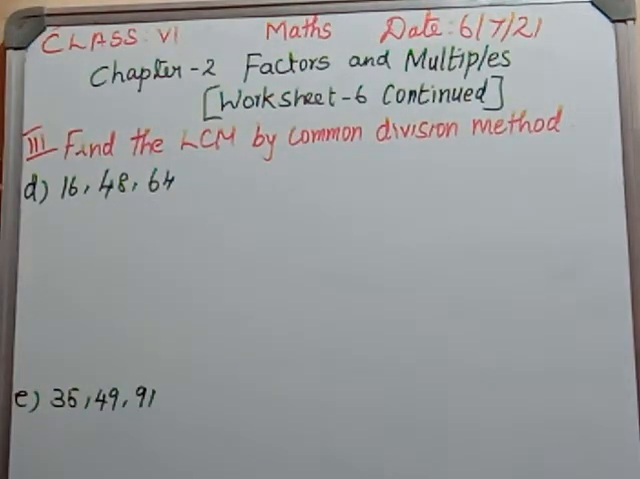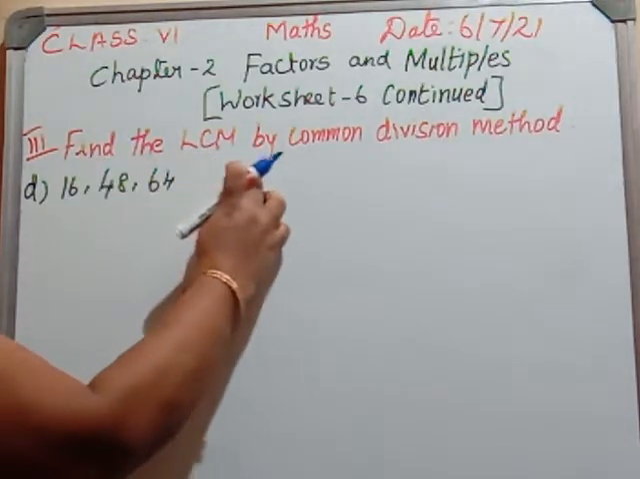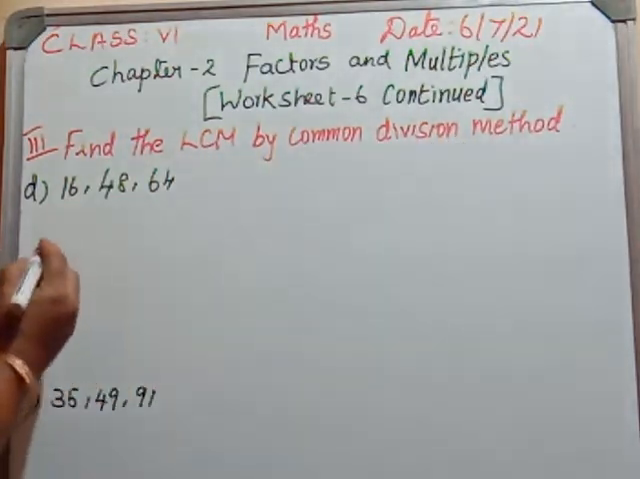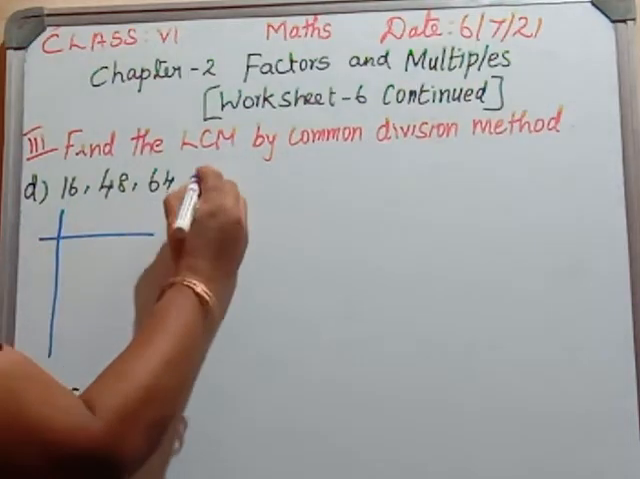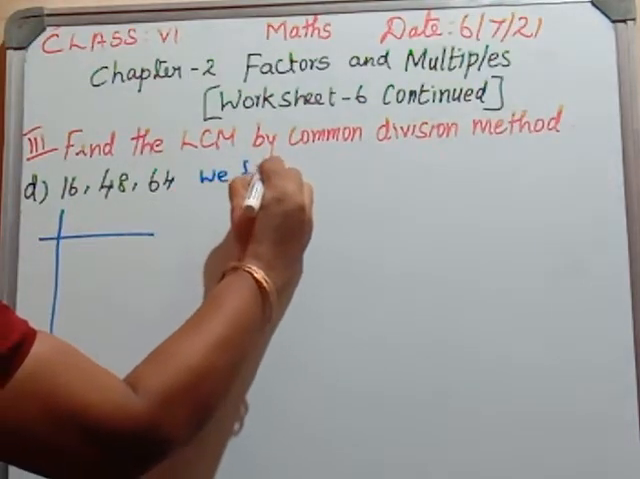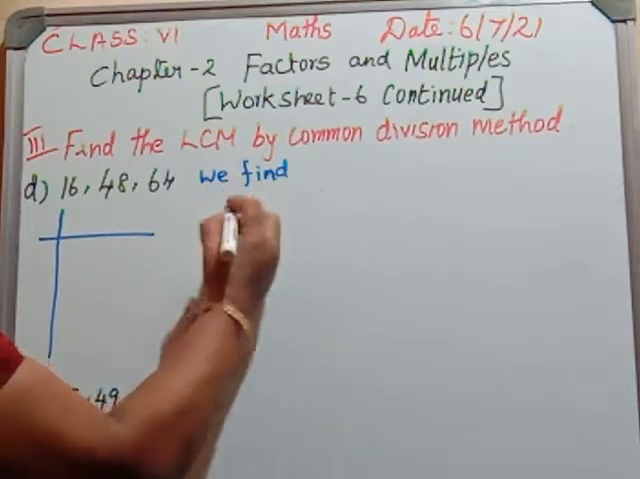In the previous class, we completed factors and multiples, worksheet 6. First, third main. In third main, the first 3 sums we solved. Now we are going to continue the same main from the fourth sum. Find the LCM by the common division method. The 3 sums I already solved, so you know how to do it. But 8 sums are there, so I want to solve it more.